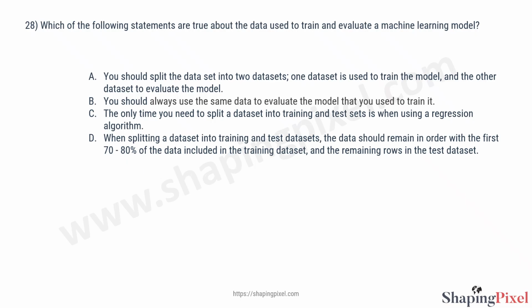Option B, you should always use the same data to evaluate the model that you use to train it. Option C, the only time you need to split a data set into training and test sets is when using a regression algorithm. Option D, when splitting a dataset into training and test datasets, the data should remain in order with the first 70 to 80% of the data included in the training dataset and the remaining rows in the test dataset.